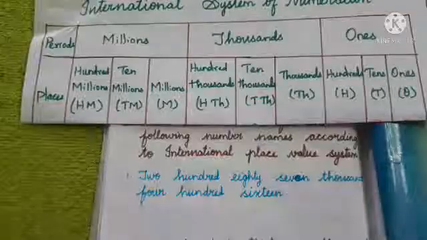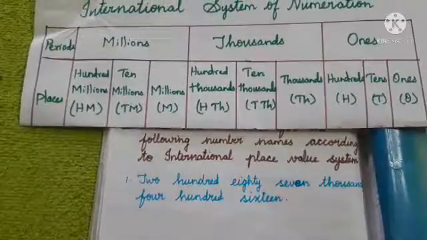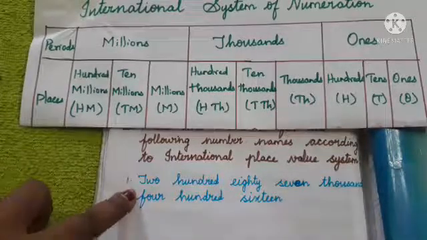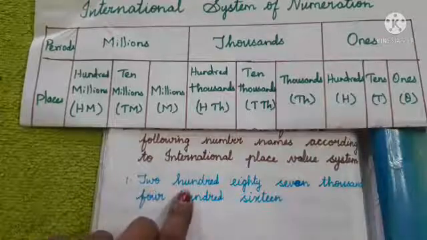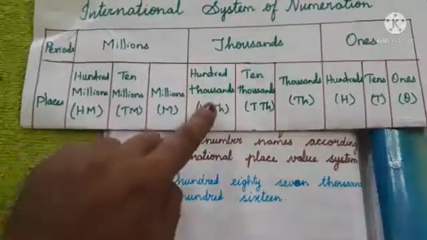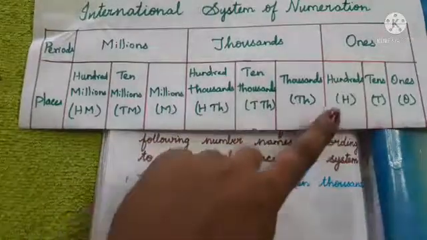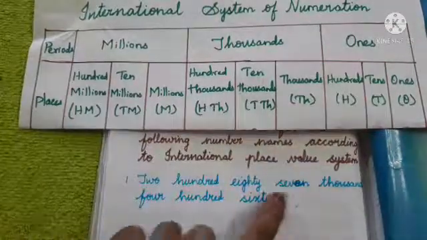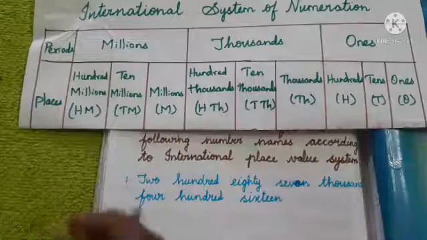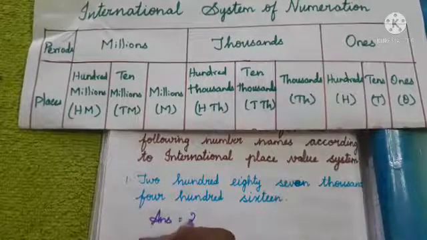So, children, by using this international system chart, we can write the numerals for the given number name. So, listen, what is the given number? 200, 87,416. Have you understood all of you? So, 200 means what will come? So, here we can write the answer as 200.